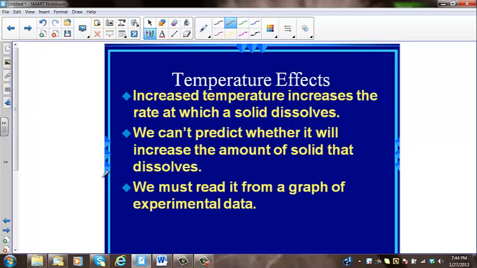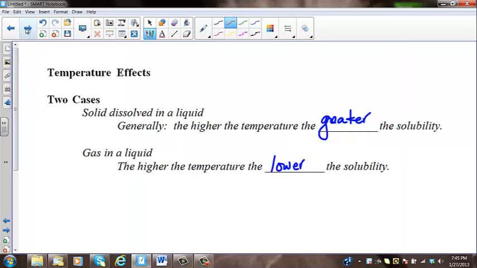Increased temperature increases the rate at which a solid dissolves. We can't predict whether it will increase the amount of solid that dissolves. That we have to determine from a graph. So increased temperature, just like increasing the surface area, will increase the rate at which something dissolves. In order to determine if it will actually dissolve more, we read from a graph.